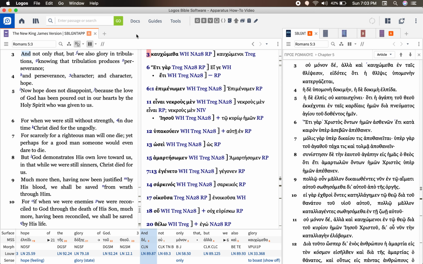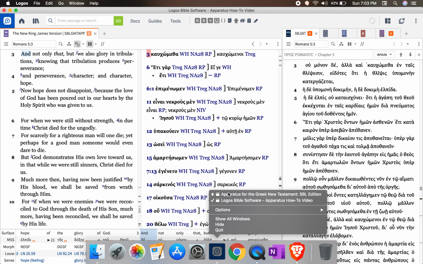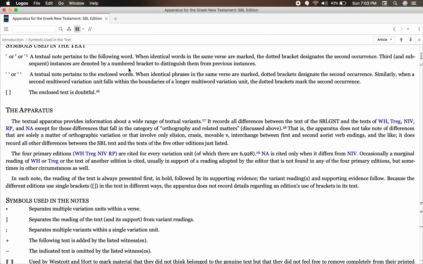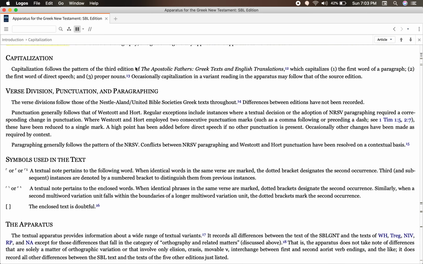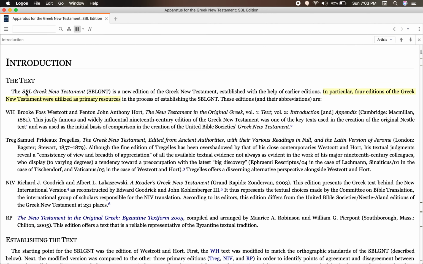Now, again, I'm using Logos Bible software, and one of the things that it's important to do before you start trying to read any critical apparatus is to go to the introduction here and to read the introduction. What the introduction does is it gives you the abbreviations and the symbols. It tells you how the apparatus is set up, and it gives you all kinds of valuable information that you're going to need to be able to read it properly. And here in the introduction, we're looking at the actual text, which is the SBLGNT, and we're looking at all of the manuscripts, or actually editions in this case, critical editions, that it is compared against.